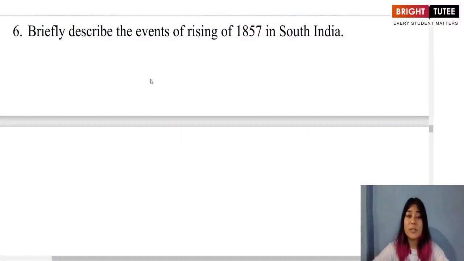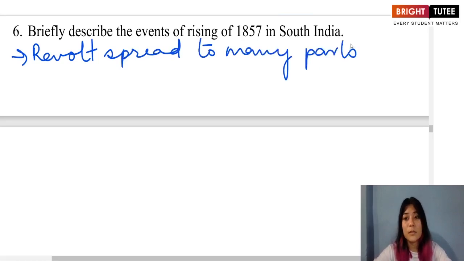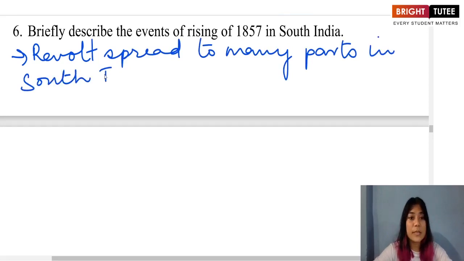The next question: briefly describe the events of the uprising of 1857 in South India. Now, the revolt spread to many parts in South India.